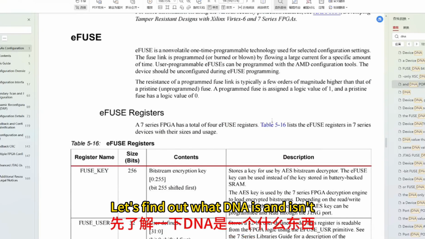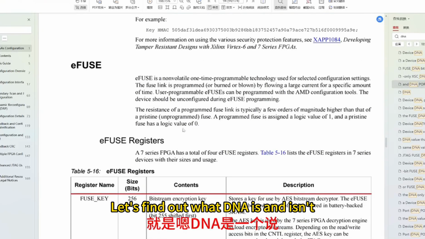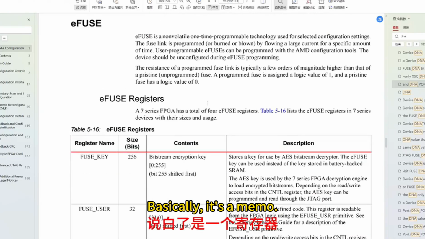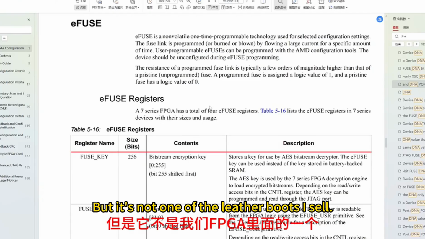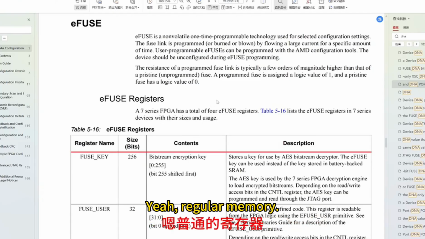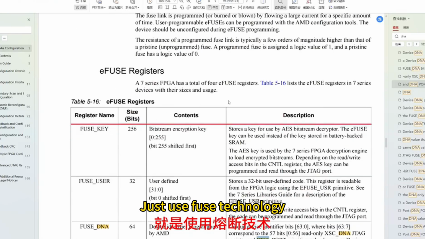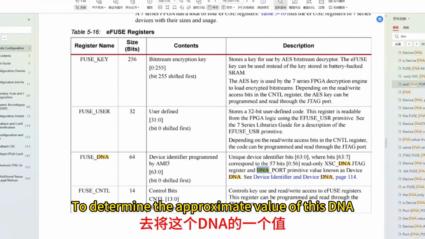Let's find out what DNA is and isn't. DNA is basically a memo, a one-time programmable value. It uses fuse technology to determine the approximate value of this DNA.